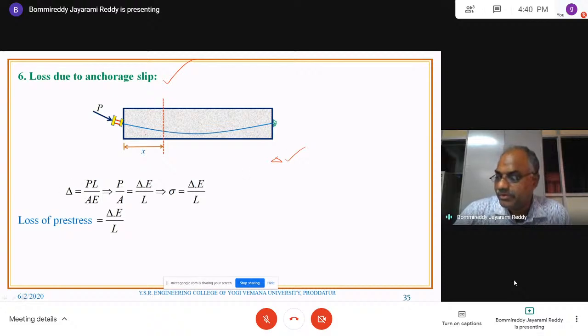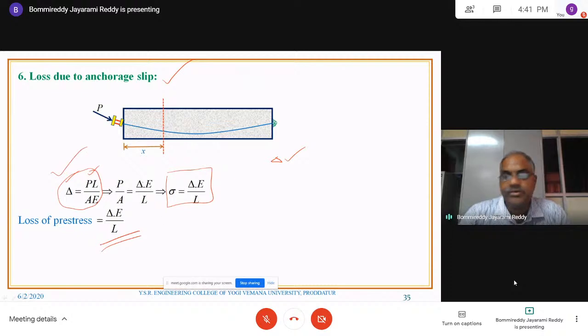And everybody knows that delta is equal to PL by AE. From this, P by A equals delta E by L. P by A is stress. So what are you going to calculate for the slip of delta? For the slip of delta, what is the corresponding stress? When there is a slip, the corresponding sigma is called the loss of stress, and this is the formula. Don't memorize this also, because everybody knows delta equals PL by AE. From that you can develop the equation at any stage.